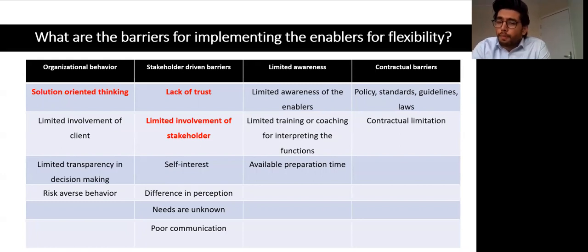Some of the most important barriers were solution-oriented thinking, which means that whenever we see a problem, we tend to jump to the solution instead of understanding the core need of the problem or the project, which limits the flexibility in scope. This was followed by lack of trust among the stakeholders and their limited involvement during the development of the scope. But it is possible that different barriers might be more important in other projects depending on their situation.